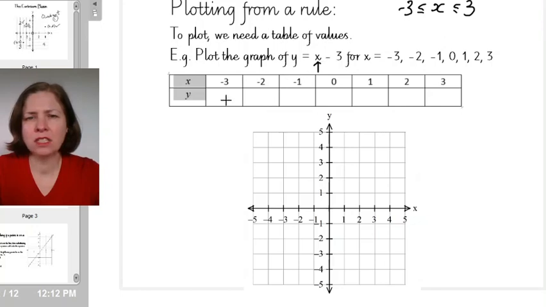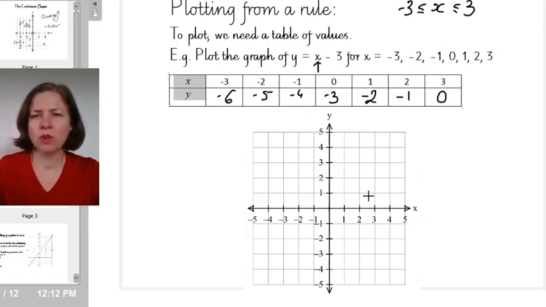-3 minus 3 is going to give me -6. Then go to -2. -2 minus 3 is going to give me -5. -1, put it in here, minus 3 is going to give me -4. When x is 0, I get 0 minus 3, which is -3. 1 minus 3 is going to give me -2. 2 minus 3 will give me -1, and 3 minus 3 will give me 0.